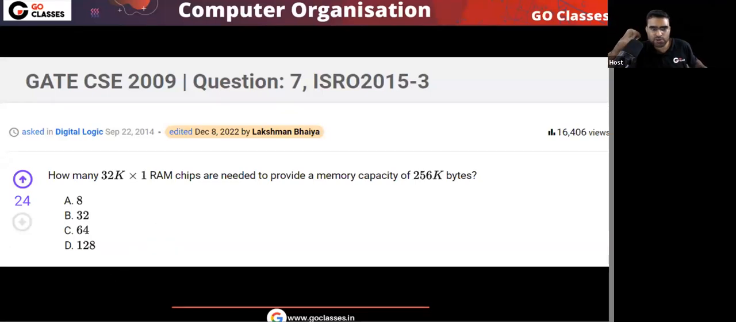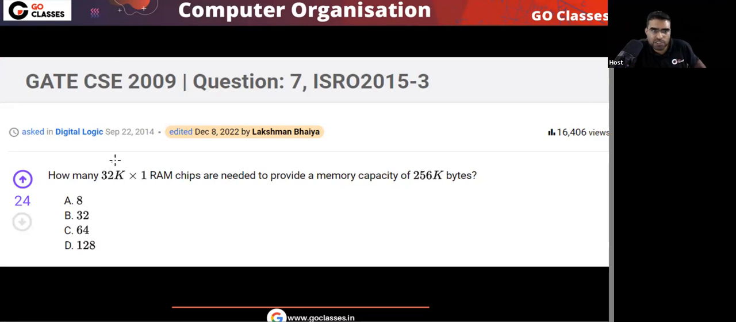Tell me quickly the answer for this. This is a GATE Computer Science 2009 question. How many 32K by 1 RAM chips are needed to provide a memory capacity of 256K bytes? What is the answer for this question?